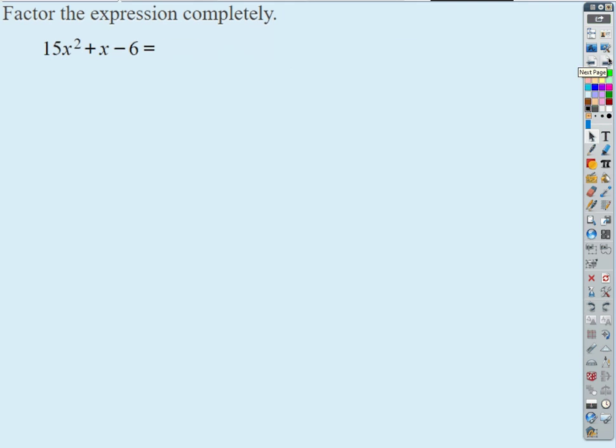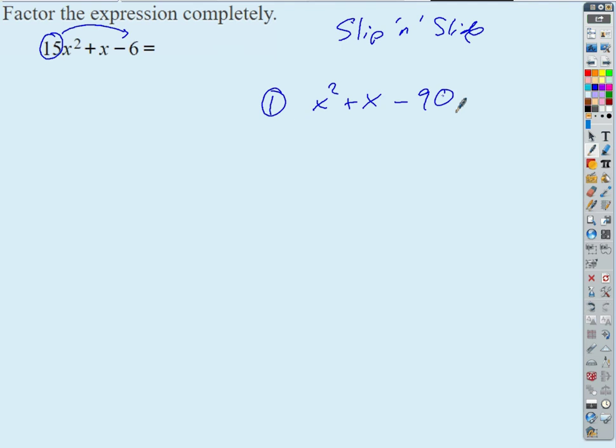Factor this one completely. Okay, can I factor out a greatest common factor this time? No, there isn't one, right? So I'm stuck with this the way it is. So this is a slip and slide one, right? So what's step 1 going to be for slip and slide? This is kind of side work, right? I slip A over and multiply by C, so that's going to give me x squared plus x minus 90.